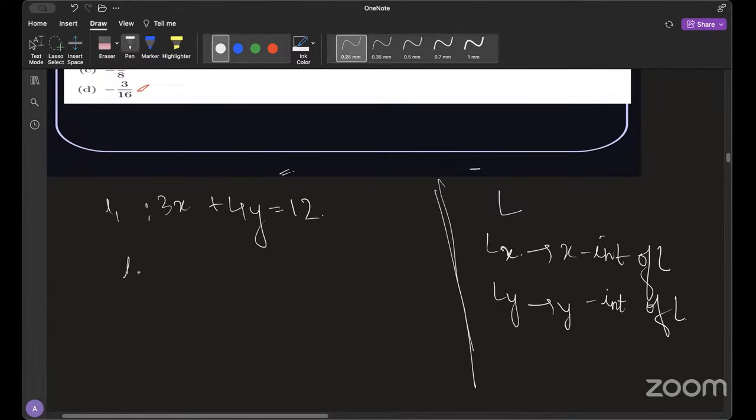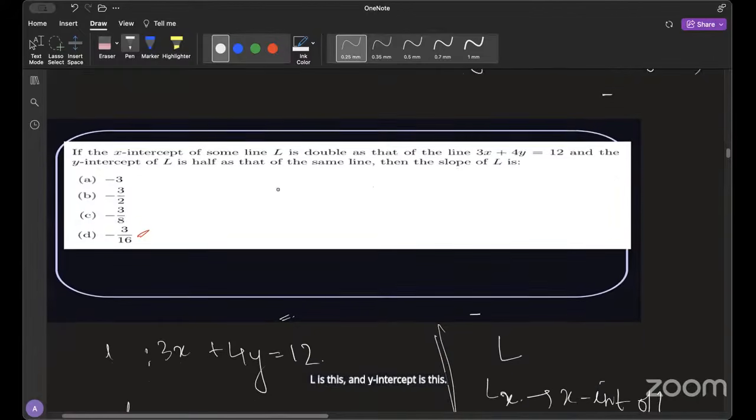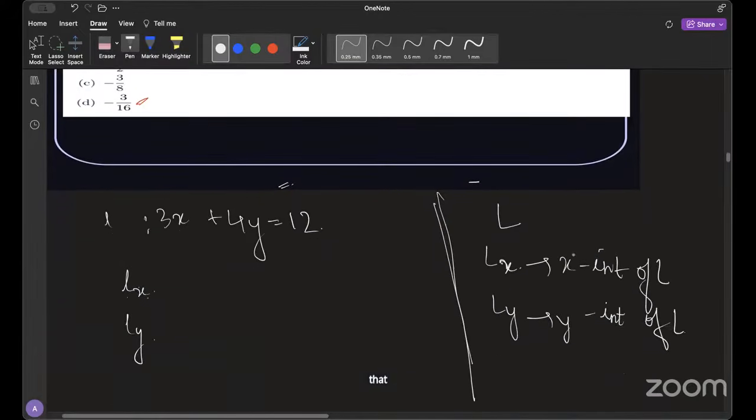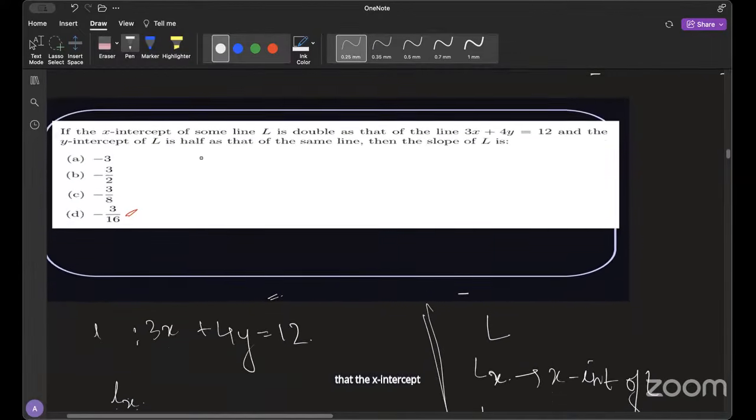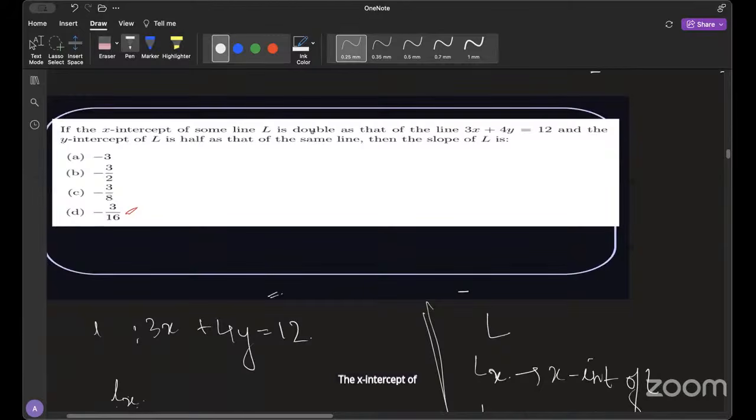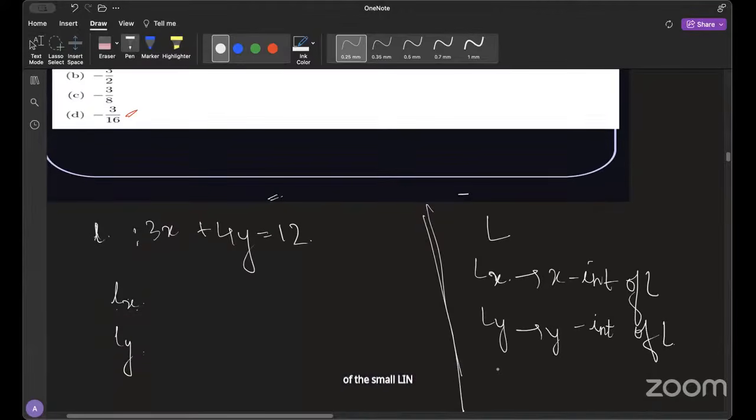And let's take the x-intercept of this small l. The x-intercept of this small l is this and the y-intercept is this, right? So they say that the x-intercept of some line L is double that of this small l, right? That means Lx is equal to 2 times small lx.